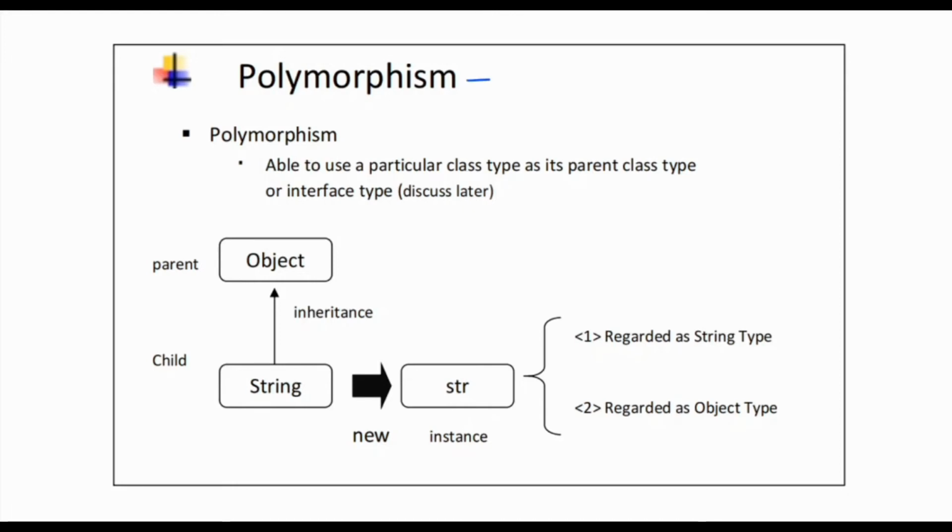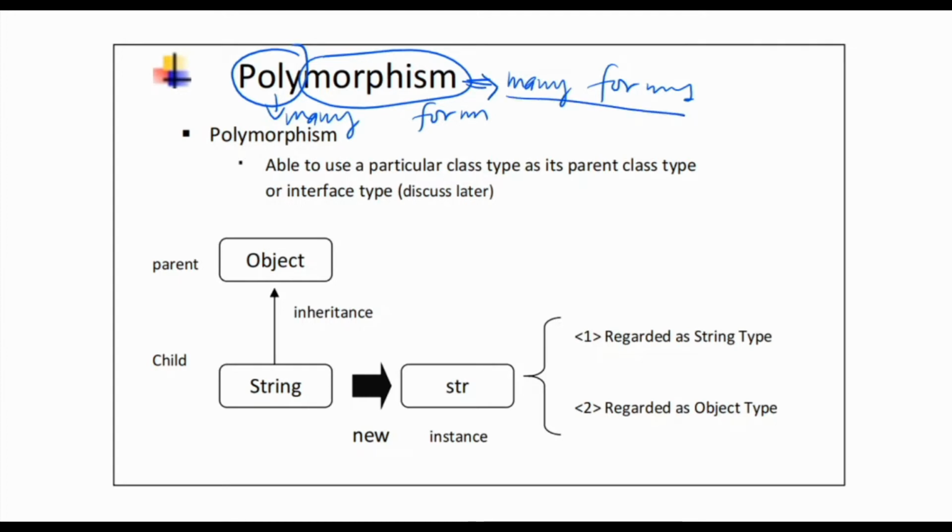Polymorphism is a term which means many forms. Take note that the word poly means many and morph or morphism means form. So polymorphism means many forms. This is another OOP concept or mechanism wherein we are able to use a particular class type as the parent class type or interface type.